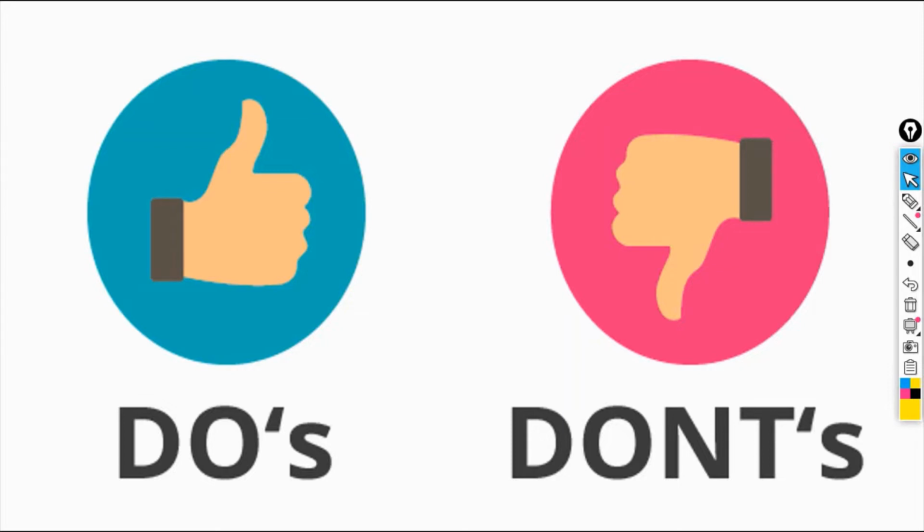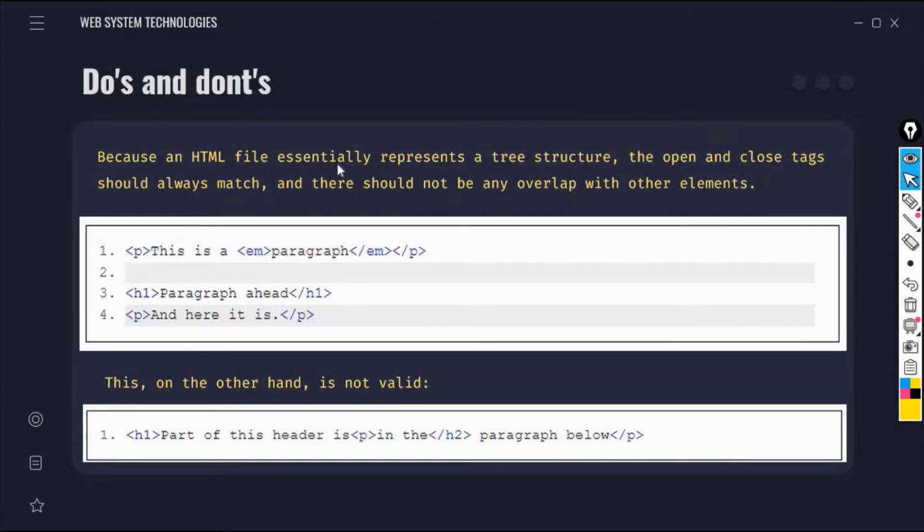In general, best practices would call for the following. Because an HTML file essentially represents a tree structure, the open and close tags should always match, and there should not be any overlap with other elements. The two examples here are fine because in each case, either an element is wholly contained in another, as with this one, or they are completely separate, such as this one here.